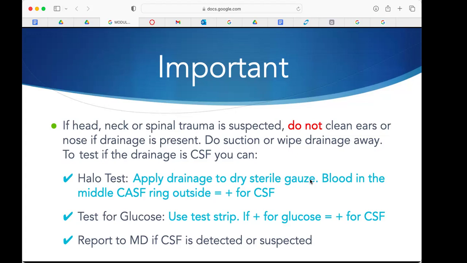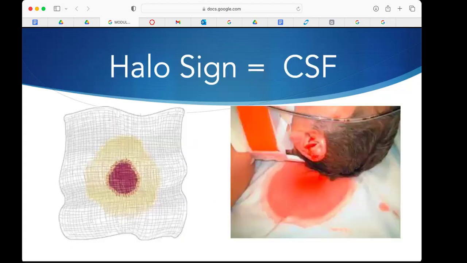Okay. The next one is the halo test. For the halo test, you apply a dry sterile gauze to the ear or the nose, and you look to see if it makes this pattern. It's going to have blood in the center and a halo or ring of CSF around it. As you can see on the pillow, this gentleman unfortunately has the halo sign, excuse me. You see that?